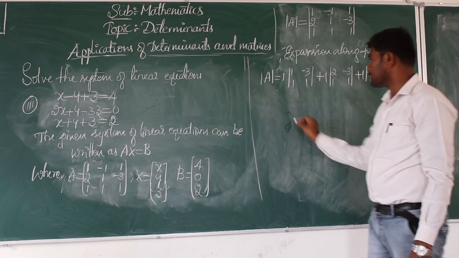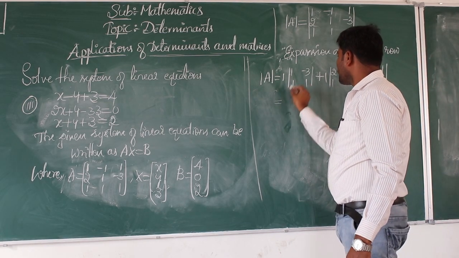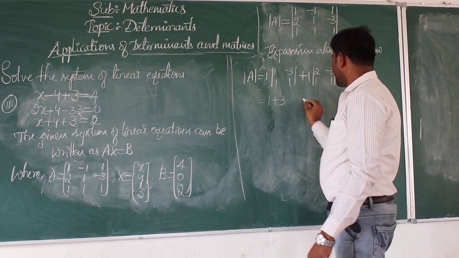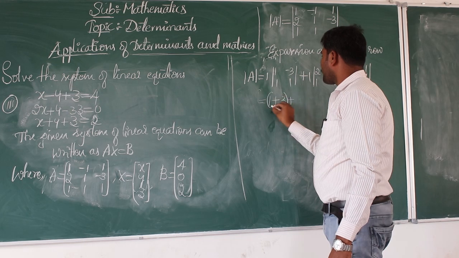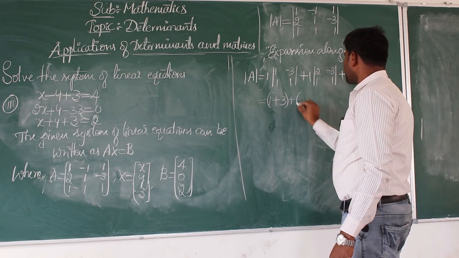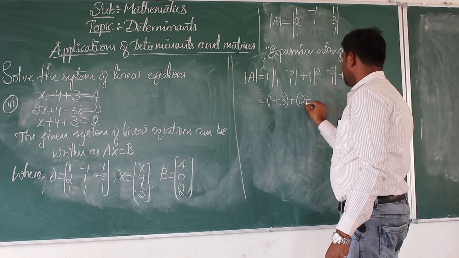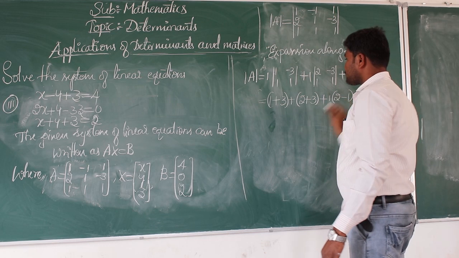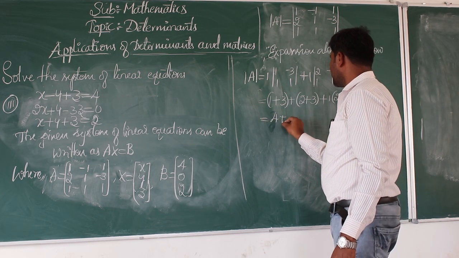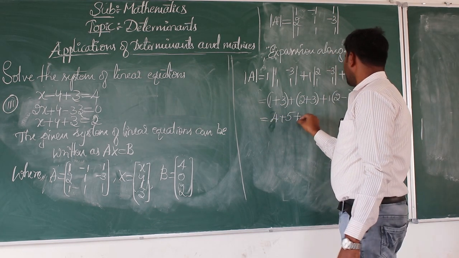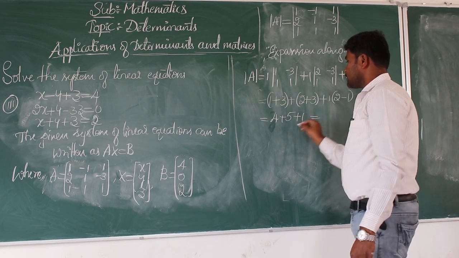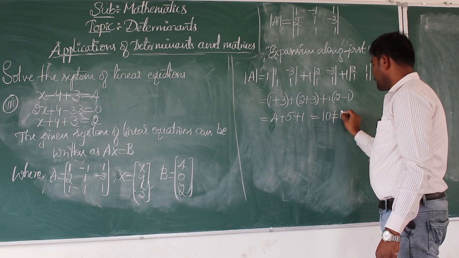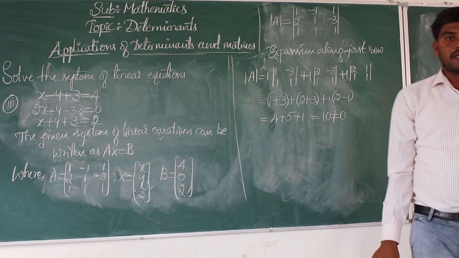The value of the determinant becomes 1 into (1 plus 3), plus 1 into (2 minus of minus 3), plus 1 into (2 minus 1), which is equal to 4 plus 5 plus 1, that is 10. Here 10 is not equal to 0. Now find the inverse of the matrix.